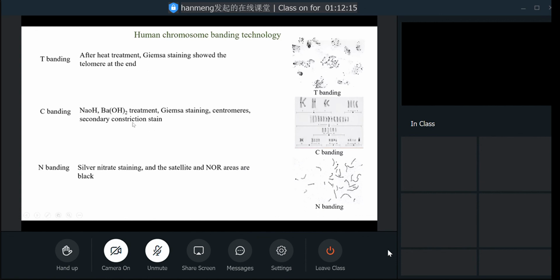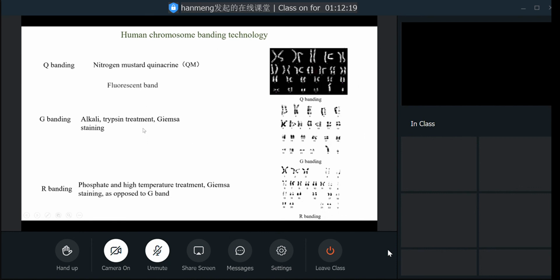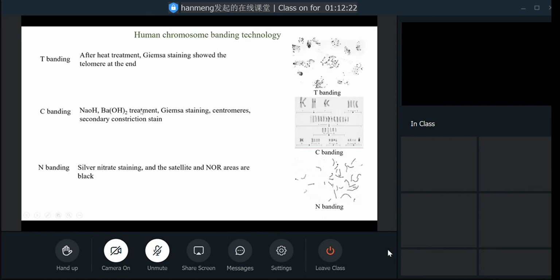And the C band is made with some alkali treatment. Then with Giemsa staining, it dyes the centromere, the secondary constriction.